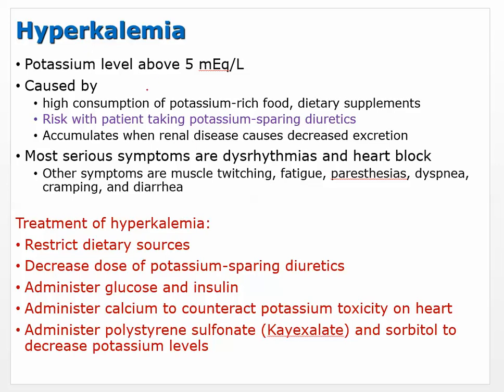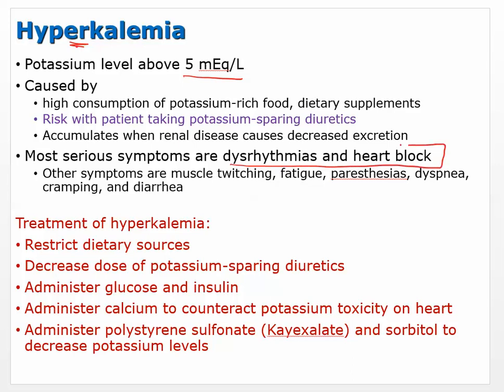So hyperkalemia, potassium level above 5 milliequivalents per liter. That sounds low, but of course it's supposed to be inside cells, so it's not as high in the blood. Caused by high consumption of potassium-rich food, dietary supplements. Risk with patient taking potassium-sparing diuretics. So we're talking about hyper, we're talking about too much. Potassium-sparing diuretics, that's something you have to watch for, is increased potassium levels. Accumulates when renal disease causes decreased excretion. Most serious symptoms are dysrhythmias and heart block.